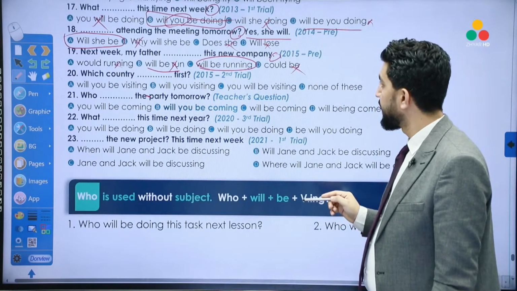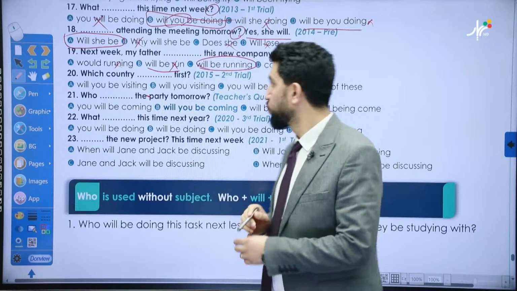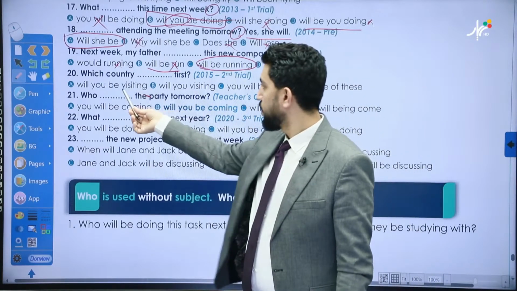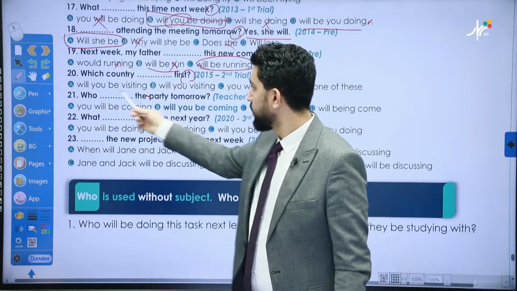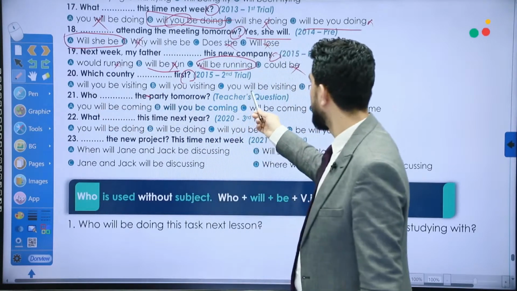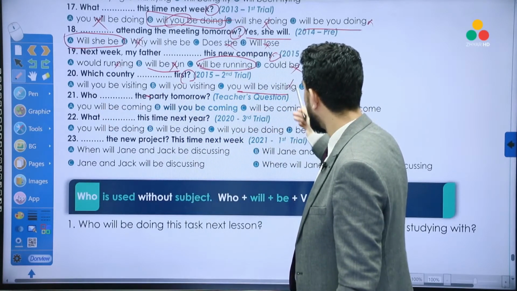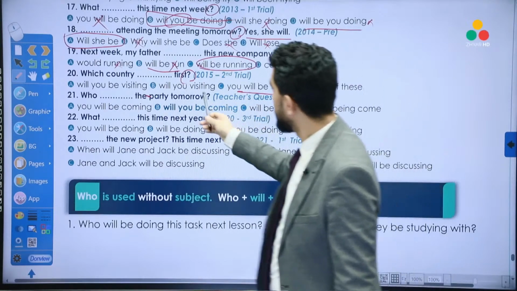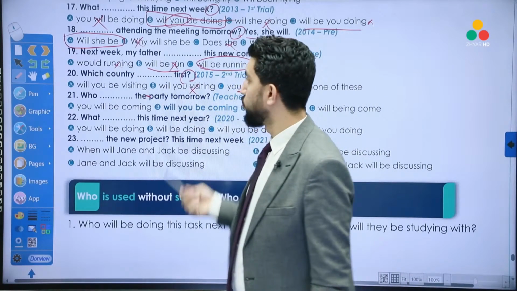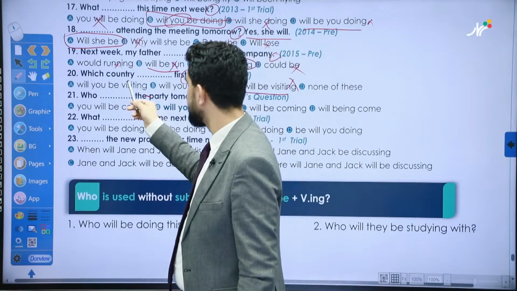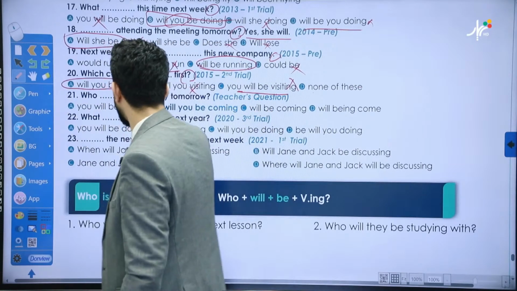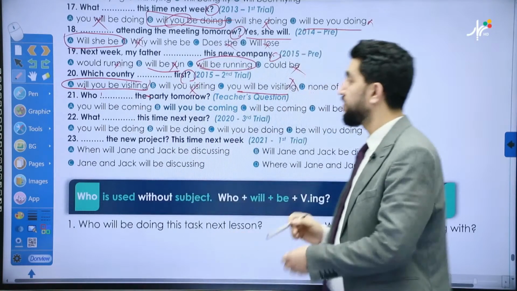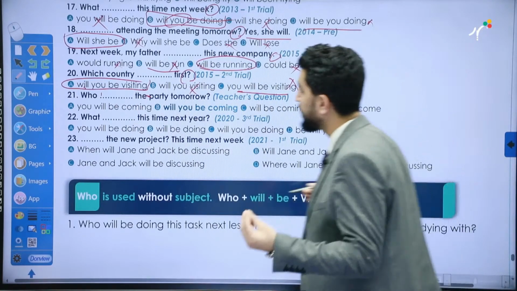Okay, what about this? Number 20. Which country first? It's a question. So will you will. Is it correct? No. Why? Because it must be at the beginning. Will visiting, that's also wrong. There's no be. Will you be visiting? That's the correct answer. Why, Mr. Ed? Because it starts with will. We have subject, be, and also verb ing. So everything is correct.